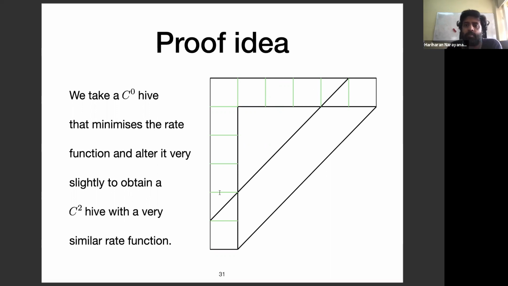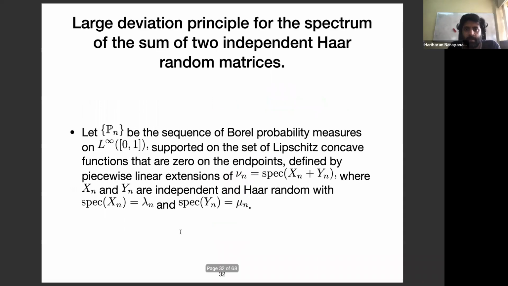And that leeway is enough for me to just make a correction because these boundaries are C2. If the boundaries are not C2, I can't make this correction. So this is how we get a very similar rate function and get an equality there in the previous slide.